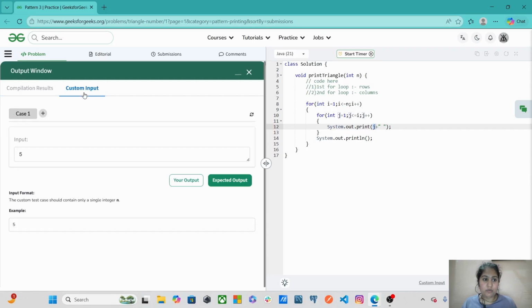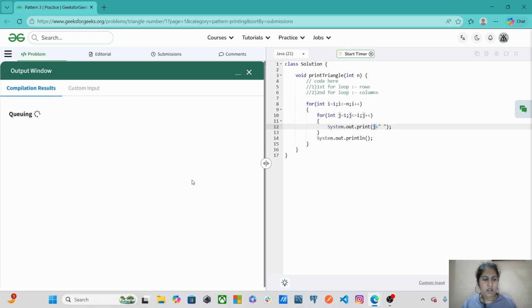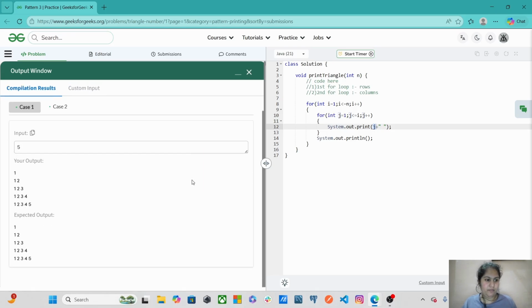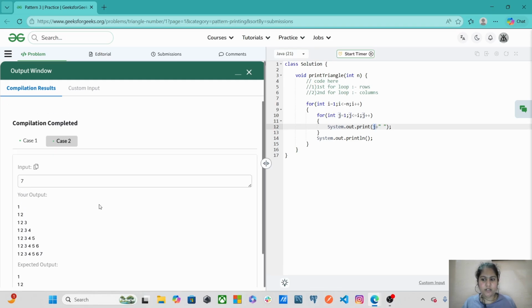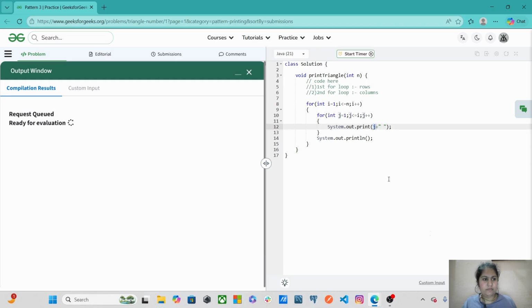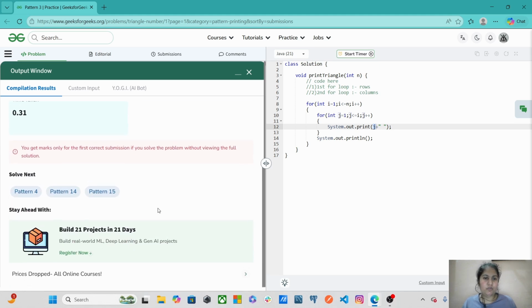We can give custom input also. If I take 7 here, what would be our output? For 7 it is correct, right, guys? Let's try to submit it. Yeah, it is working absolutely fine. You can get marks for it. I have already submitted it, so I'm not getting any marks for it. You can solve these problems as well.